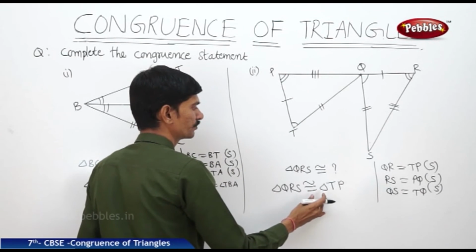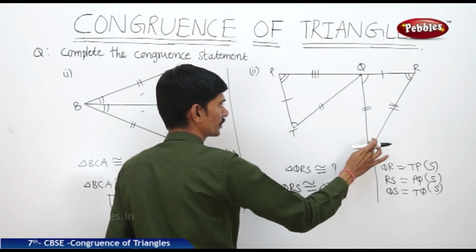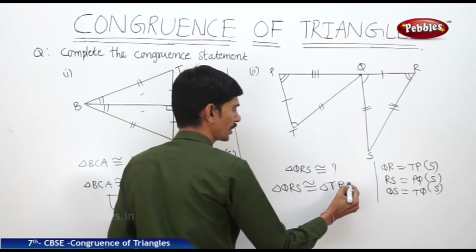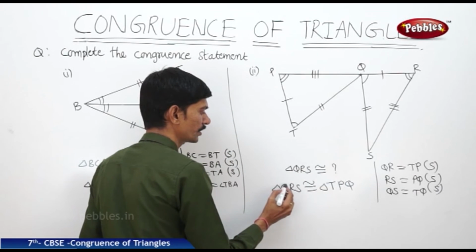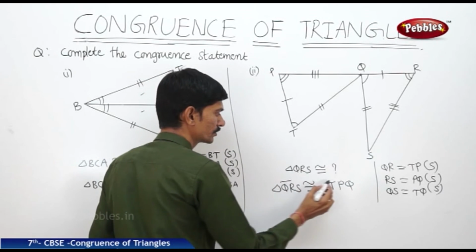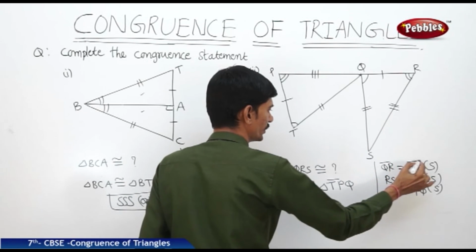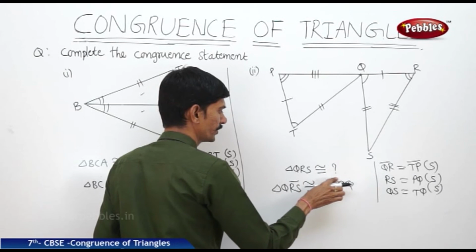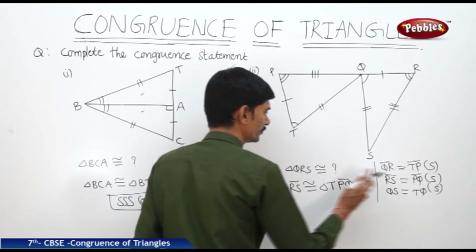Then the corresponding vertex of S in the given triangle is Q. So then it is triangle TPQ. Now if you take the corresponding sides, QR equals TP. So here also we got the same thing, QR equals TP. Then RS equals PQ. So here also we got RS equals PQ.